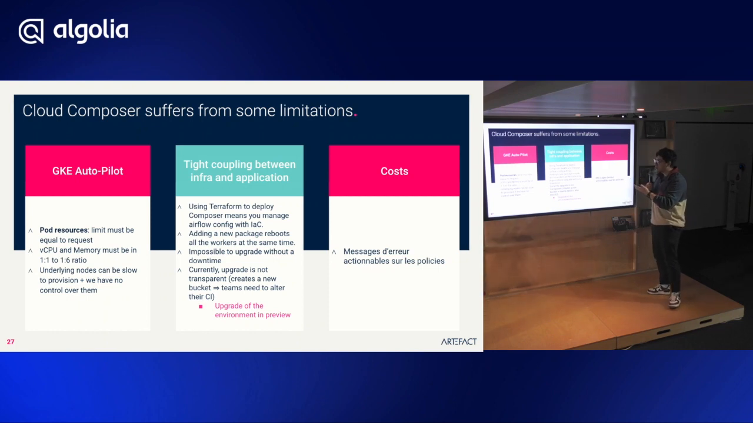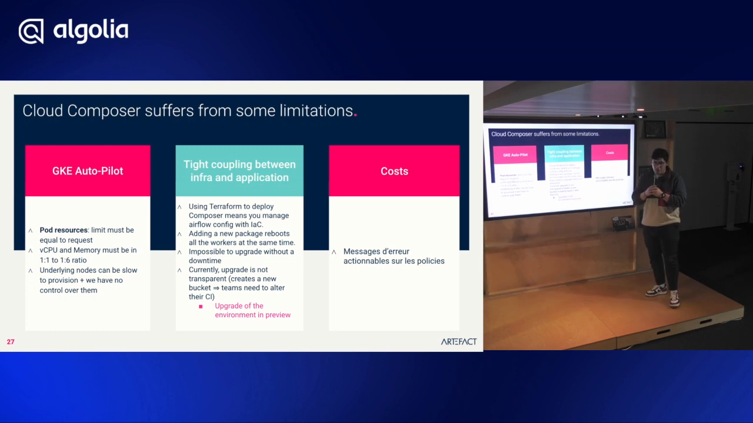There's also a ratio that needs to be respected. So you have virtual CPU and memory that needs to be in a ratio between 1.1 and 1.6. And the underlying nodes can be slow to provide. So even if GCP abstracts the nodes, you still need to wait for them to be provisioned. And so you have no control over them and how GCP handles them.